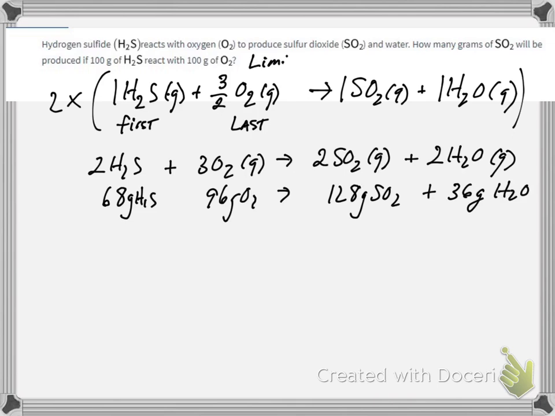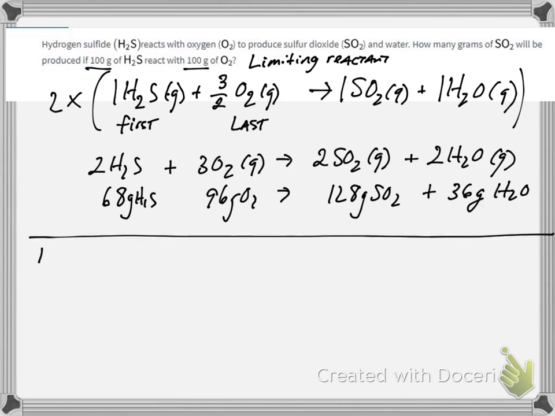All right, so let's take a look at the coefficient method. Which one is the limiting reactant? We know it's a limiting reactant problem because we're given both masses. So anytime you're given 2 masses, you know it's a limiting reactant problem. Okay, so 100 grams of H2S is given, right?